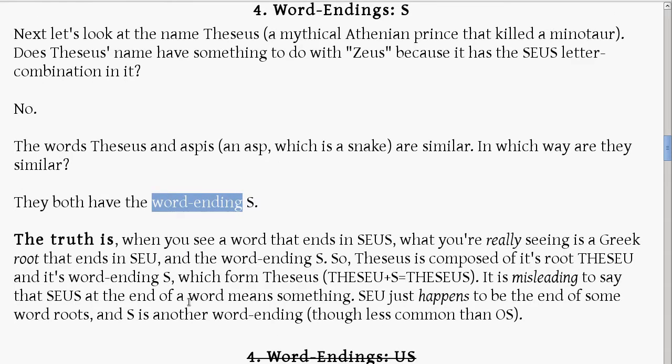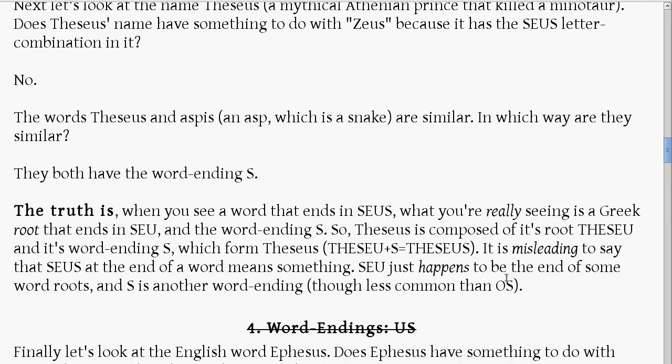The truth is, when you see a word that ends in S-E-U-S, what you're really seeing is a Greek root that ends in S-E-U and the word ending S. So Theseus is composed of its root, T-H-E-S-E-U, and its word ending S, which form Theseus. T-H-E-S-E-U plus S equals T-H-E-S-E-U-S. It is misleading to say that S-E-U-S at the end of a word means something. S-E-U just happens to be the end of some word roots, and S is another word ending, though less common than O-S.